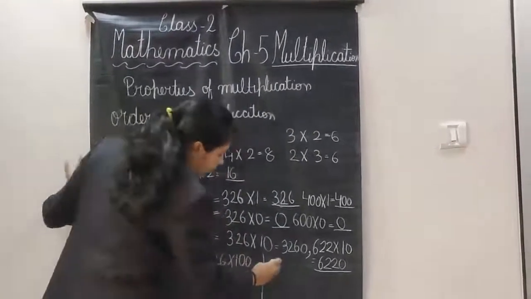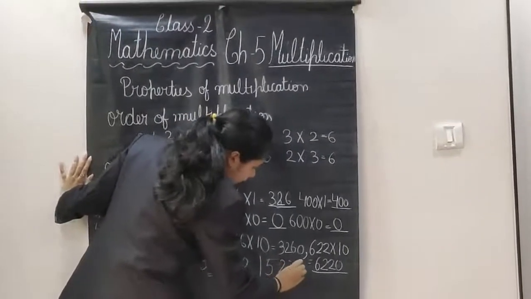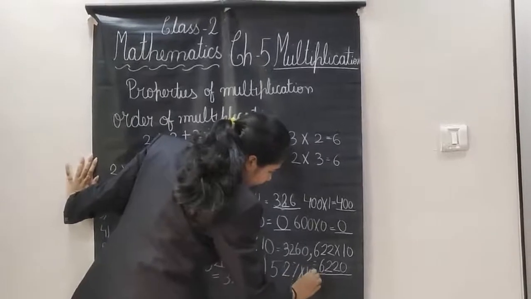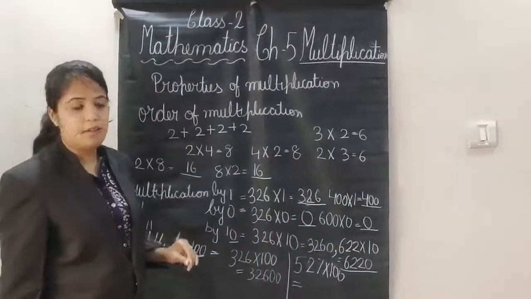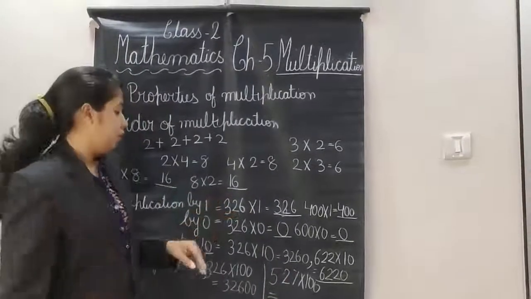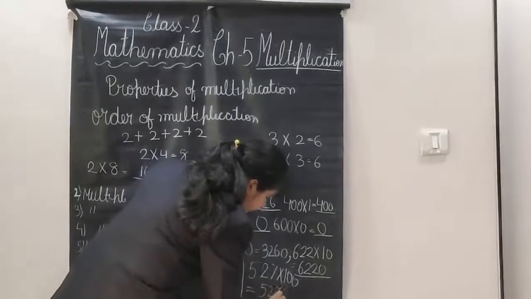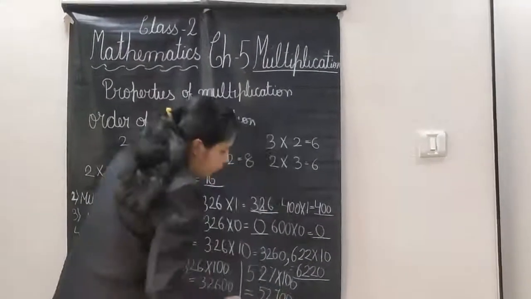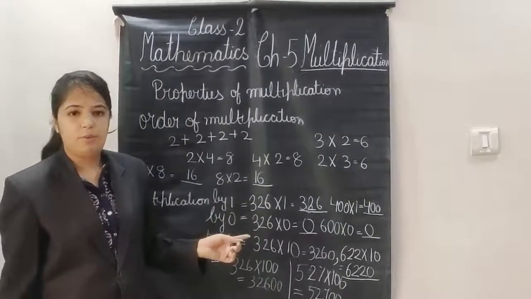In the same way, 527 multiplied by 100. So how many zeros will I add in this? How many zeros are there in 100? 2 zeros are there. So 527 and 2 zeros. So this type of property you can use in multiplication.